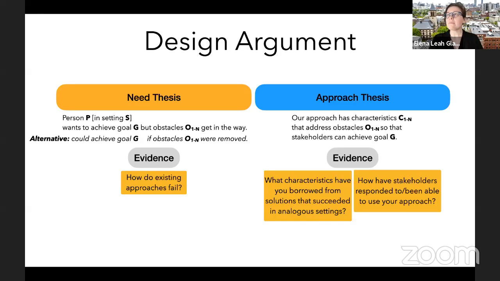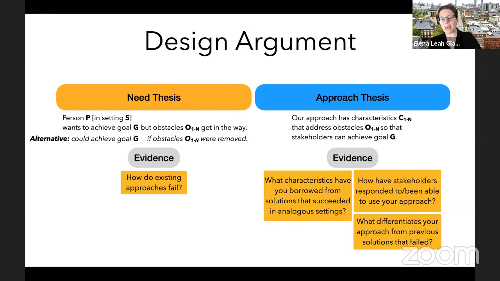Or maybe you presented it, you faked having it in the system and you showed it to stakeholders and they were able to respond positively to it. They understood what it was. Or maybe these are choices, not that you borrowed from analogous situations, but rather that are just different from the existing solutions that are failing.